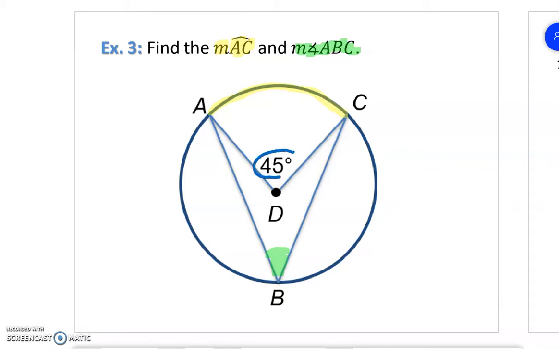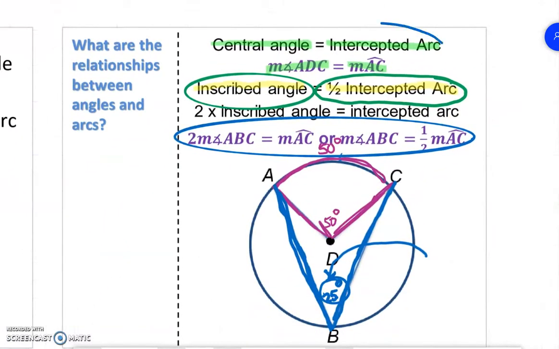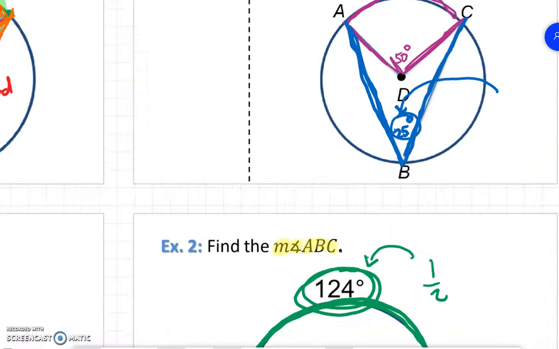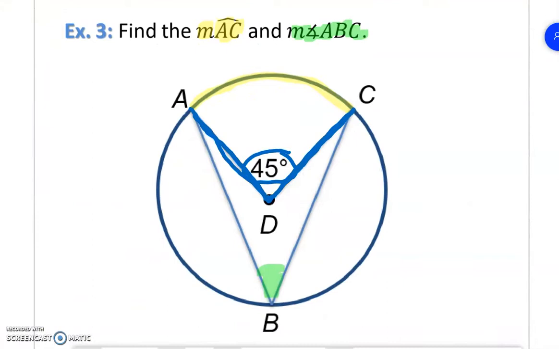So notice how they give us a central angle of 45 degrees. It is intercepting that arc AC, and we know from that previous slide that the central angle is equal to the intercepted arc. So if the central angle is 45 degrees, then guess what? The intercepted arc AC is also 45 degrees. Notice how the inscribed angle down here, which we're solving for, angle ABC, is also intercepting the same exact arc. That doesn't mean that they are the same.